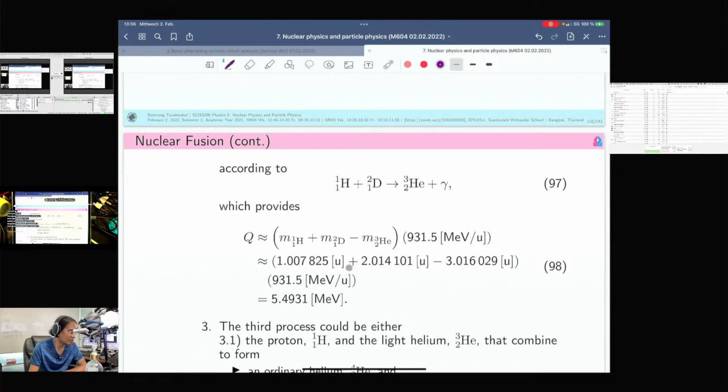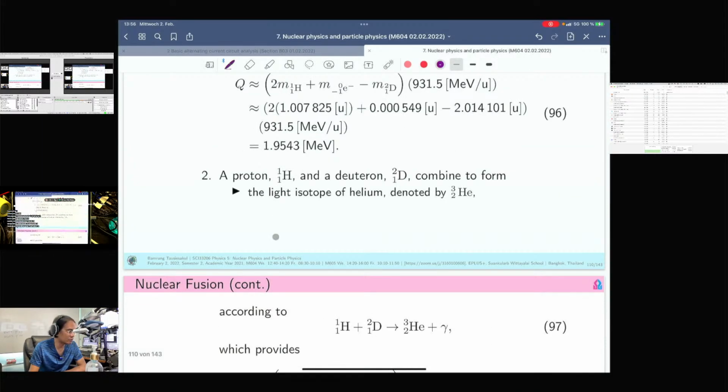Yeah, we plug the masses of the several particles into this formula. We get the energy for the photon and the light helium, which is the helium-3 (helium 3,2) isotope. We get an energy on the order of 5.4931 mega electron volts, which is again greater than this value.